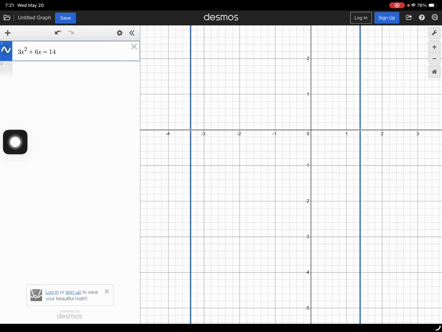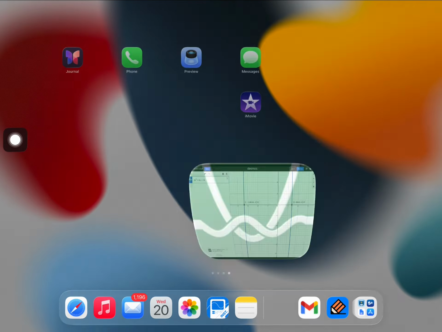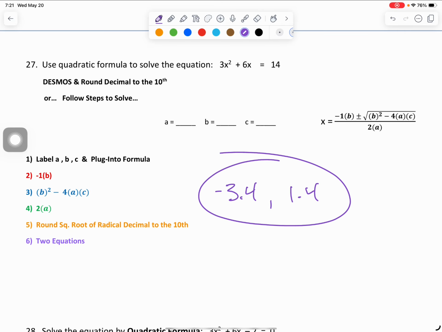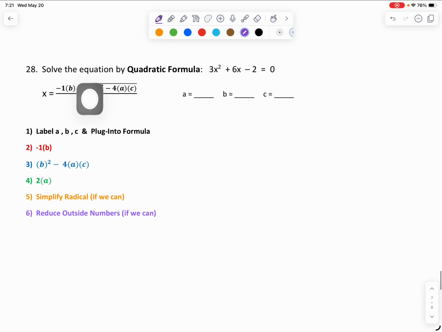So when we're rounding here, the -3.38, all right, that 8 will convert that 3 to a 4, so we'll do -3.4, and we will do 1.4. So -3.4 and 1.4. Circle your answer. 28, solve the equation by quadratic formula.